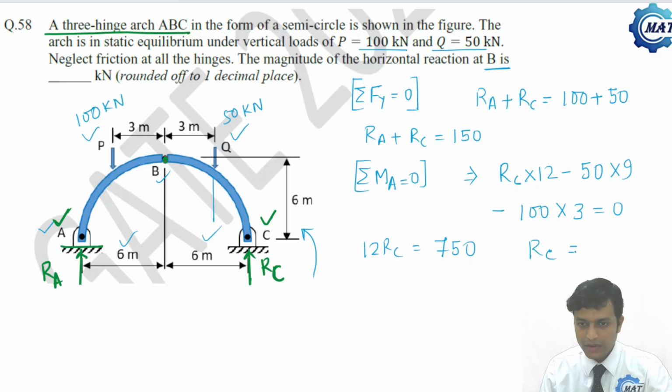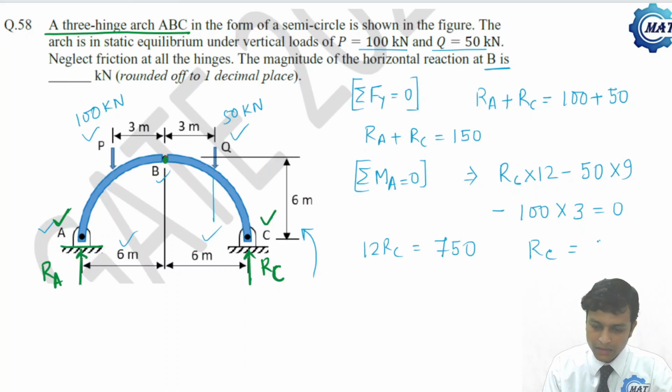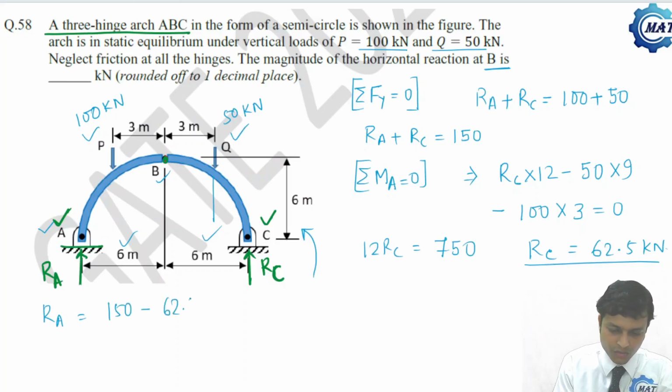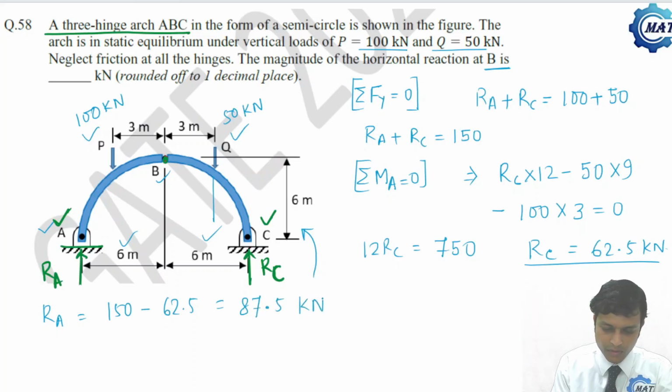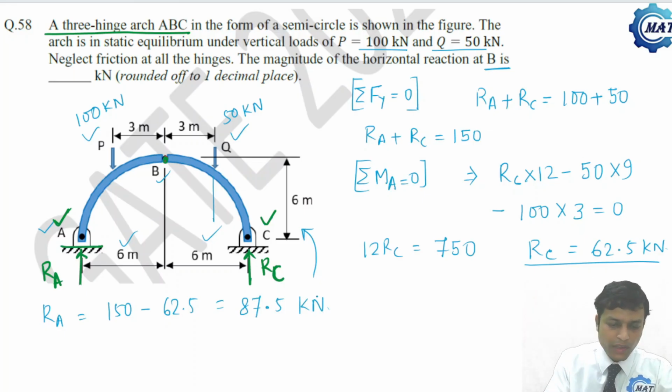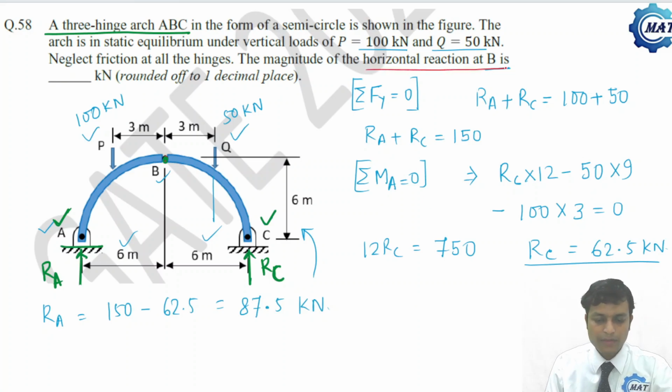You can easily find the value of RC, 62.5 kilonewton. If RC is 62.5 kilonewton, what is RA? RA is 150 minus 62.5, that is 87.5 kilonewton. So now external reactions are known. Now what we have to find? We have to find the horizontal reaction at point B.